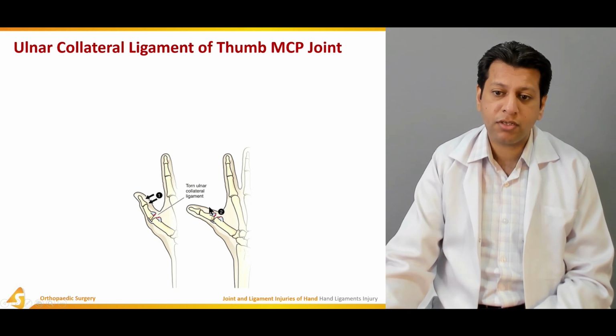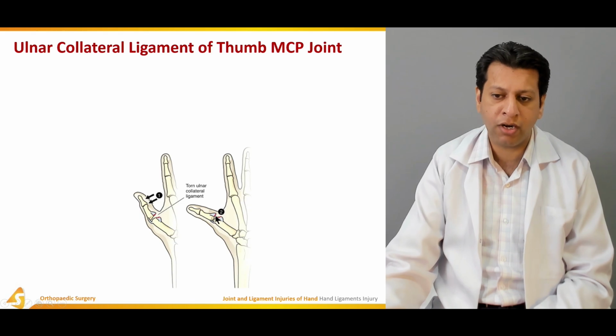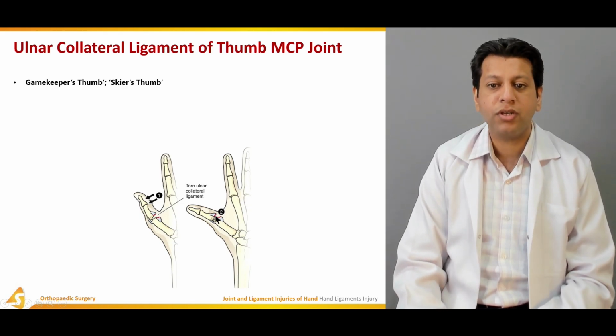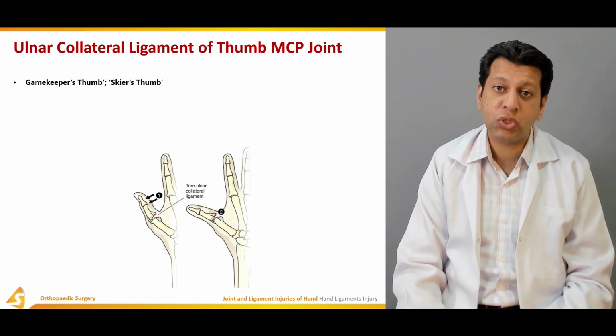If you see, this is in game 2, this thumb has gone into hyperextension and abduction, leading to rupture of the ulnar collateral ligament. So that is why it was called gamekeeper's thumb. Why was the term skier's thumb coined?